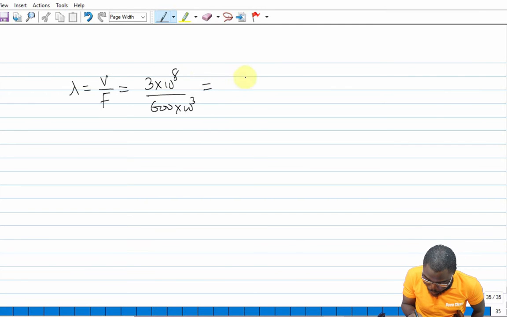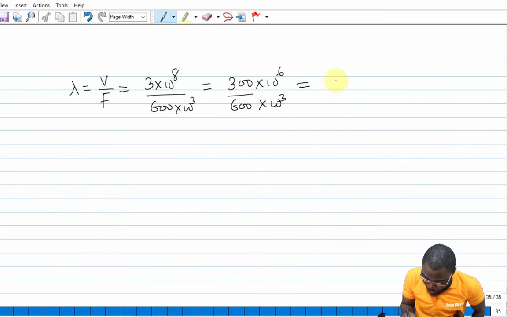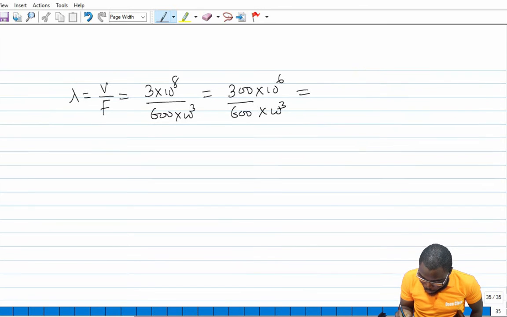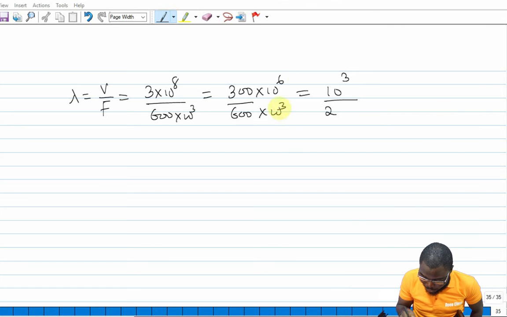So I can have this equal to 300 times 10 raised to 6 over 600 times 10 raised to 3, because I just took a 10 out for your mathematics. Then in 6 and 3, you have remaining 10 raised to 3, divided by 2, because this 10 has been taken from that.